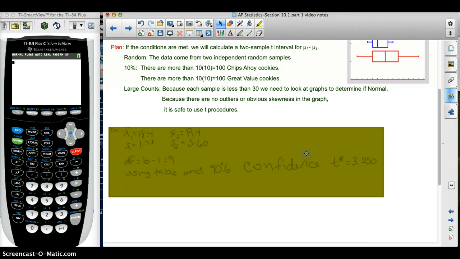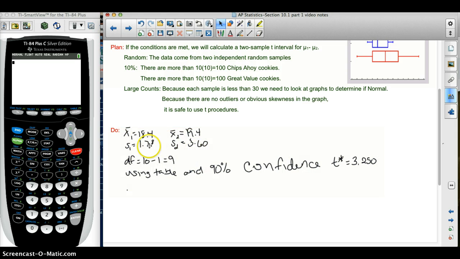So pull out your information that we were told before, which was x bar sub 1 is 18.4, and the standard deviation of the Chips Ahoy is 1.78. Now, those weren't given to you, but remember you have the information from up above in a table, so you can go into one-var stats and get the mean and the standard deviation for each type of cookie, which is essentially what I did here.